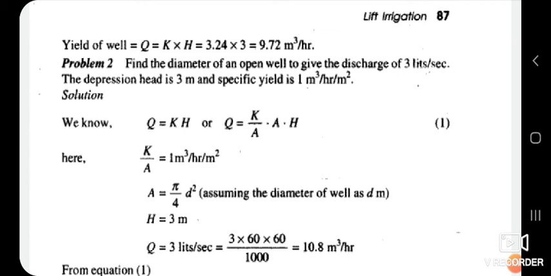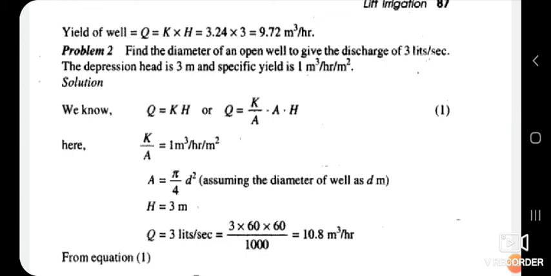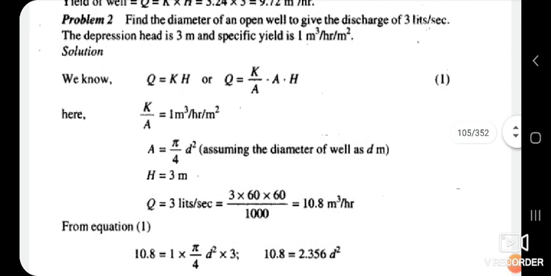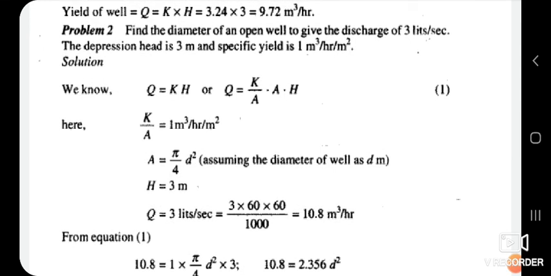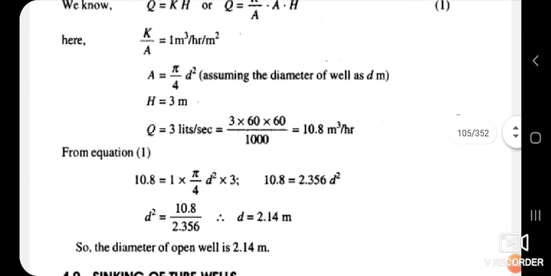Okay, so now you can find the diameter of the open well for the given discharge, instead of 3 liters per second, take it as 4 liters per second, and take the depression head as 3.5, and the specific yield as 2 meter cube per hour per meter square. And now you can try to find d square, and d, that is the diameter of the open well.